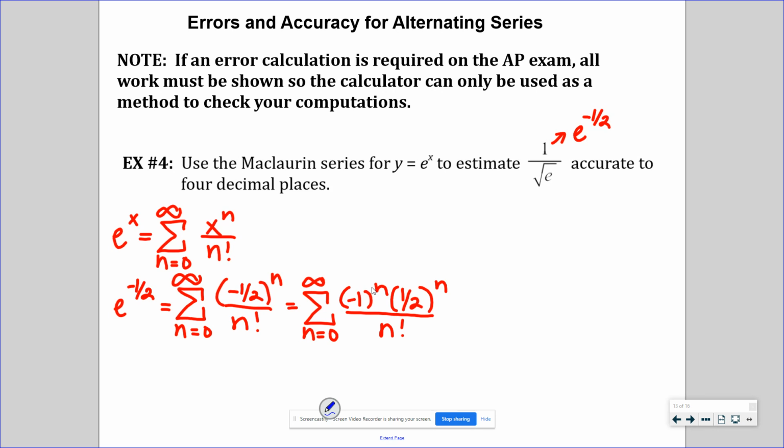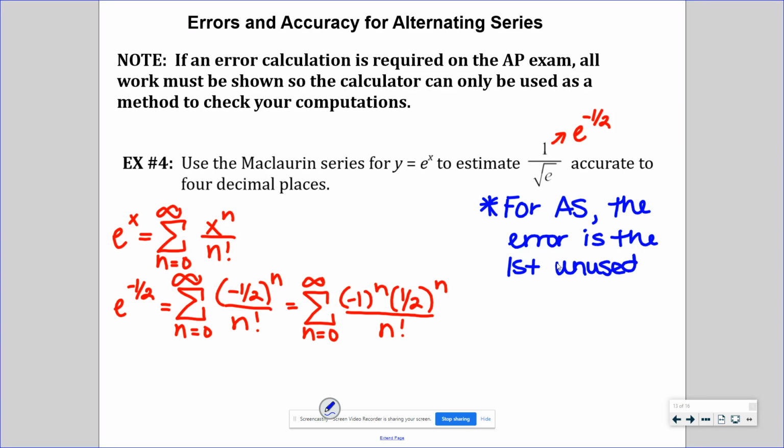Now that we've written it as a series, we should note that this is an alternating series, okay? And in the notes at the beginning, it said for an alternating series, the error will be equal to, so the error is the first unused term in the sequence. So this is a little bit different than what we have just been doing.